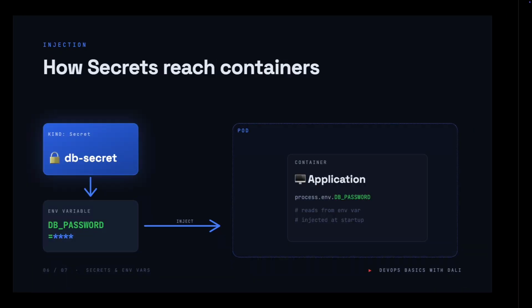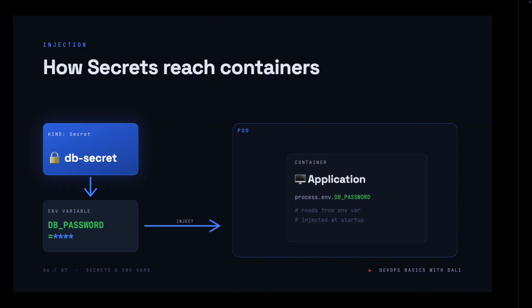Creating a secret is only the first step. Applications need access to that information. The most common method is using environment variables. Kubernetes reads the secret and injects its value into the container when the pod starts. The application can then access the value as if it were a normal environment variable.